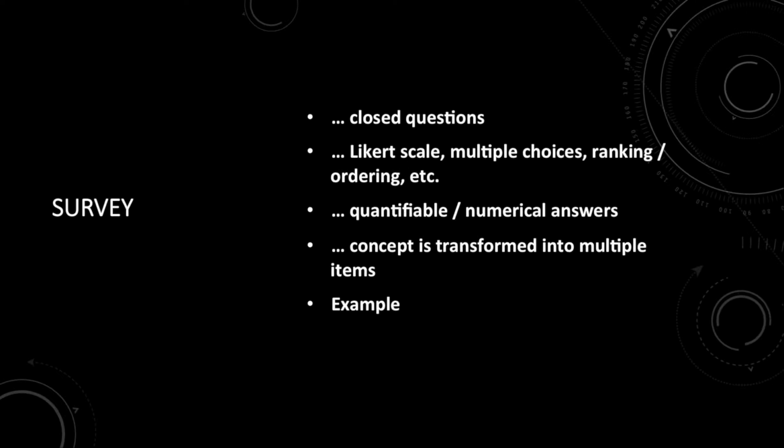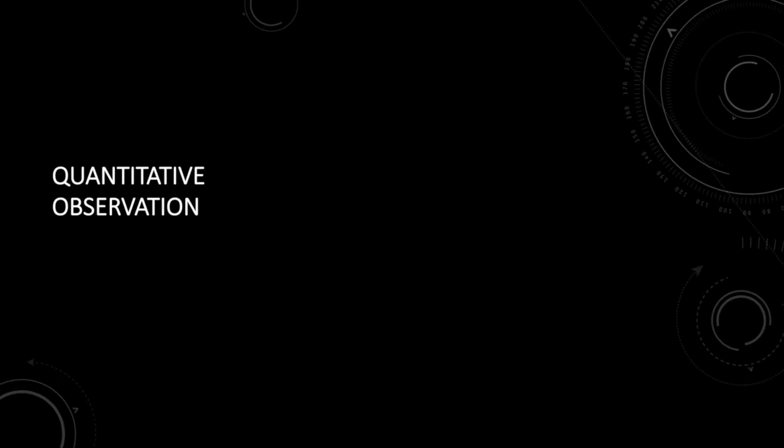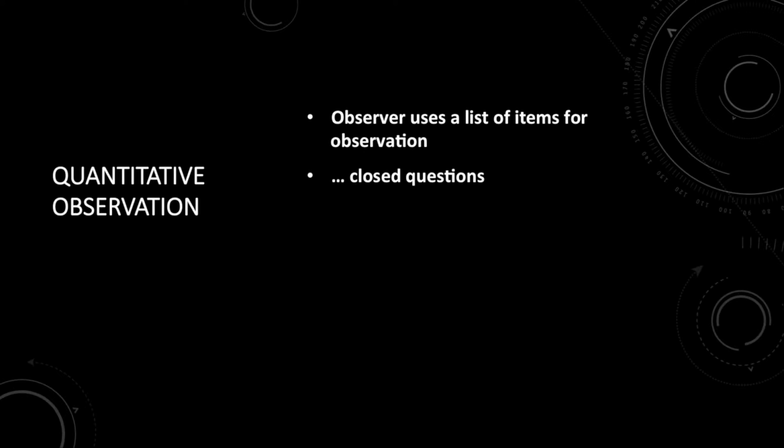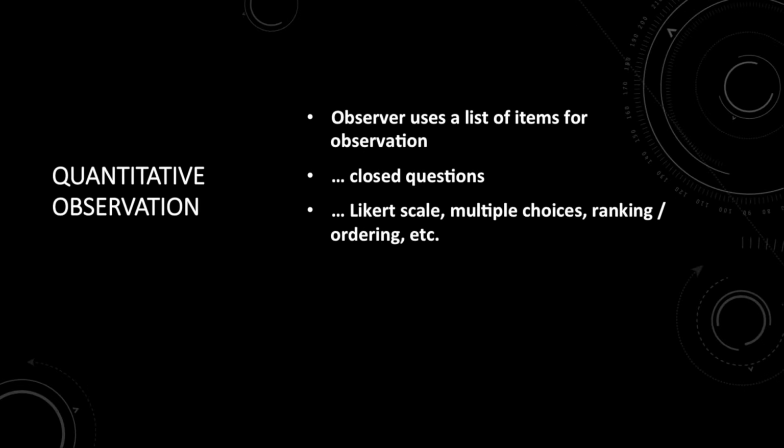The second data collection instrument I want to talk about in this session is quantitative observation. The general principles are rather similar to surveying. Essentially, the observer has a list of items that they need to observe. Particularly for quantitative observation, this list would include closed questions or items, so once again, Likert scale items, multiple choices, ranking and ordering, or any question that calls for a direct numerical answer. Observation can be performed overtly or covertly, as a participant in the act or as a mere observer.